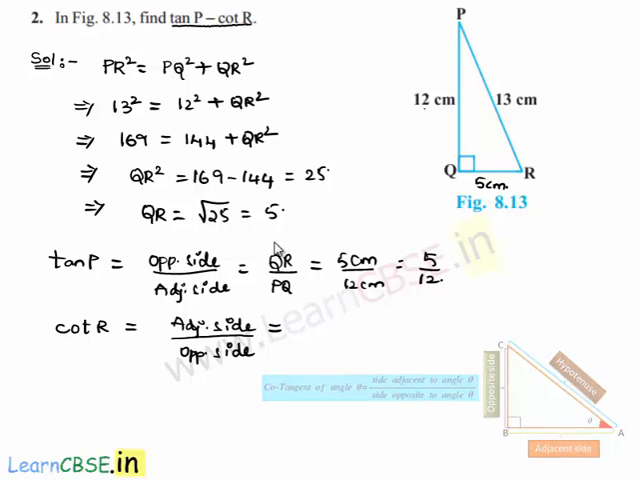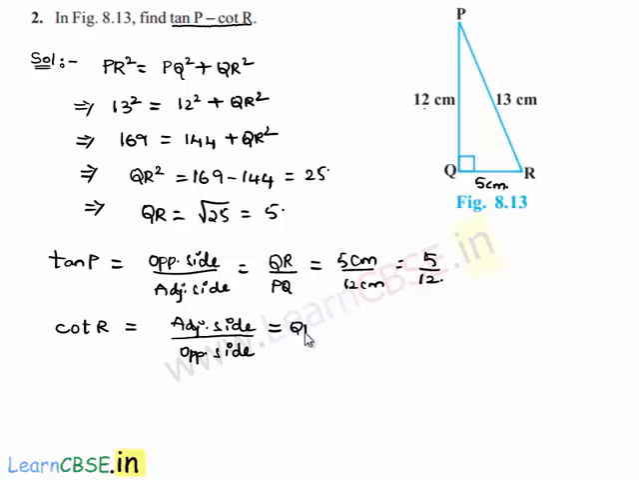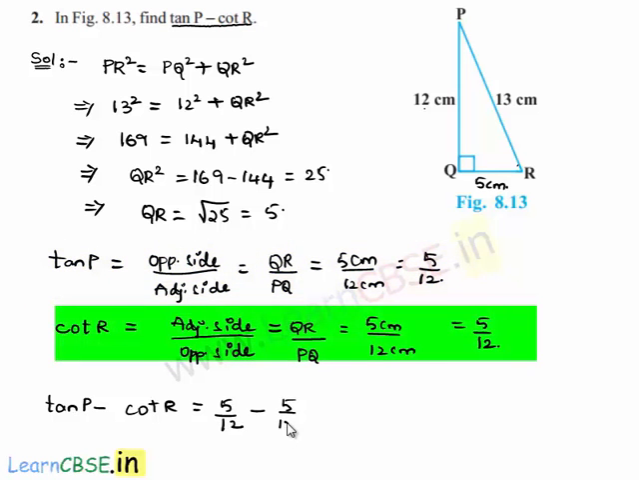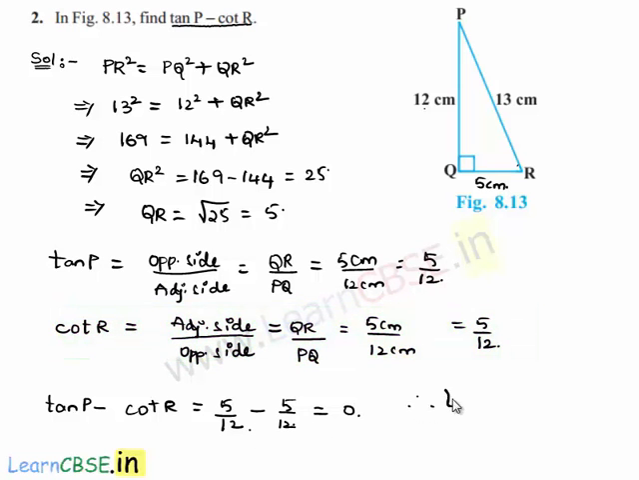The side adjacent to R is QR, and the side opposite to angle R is PQ, which is equal to 5 centimeters by 12 centimeters, which is nothing but 5 by 12. Here he asked us to find tan P minus cot R. We got tan P as 5 by 12, and also cot R we got as 5 by 12. 5 by 12 minus 5 by 12 is equal to 0. Therefore, tan P minus cot R is equal to 0.